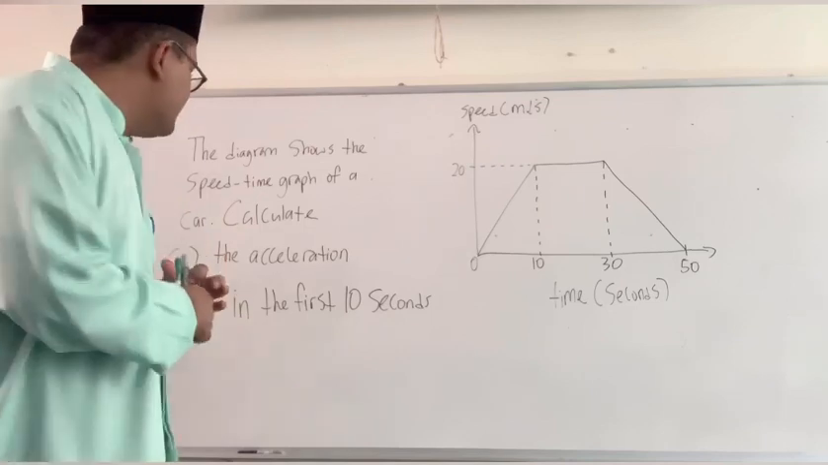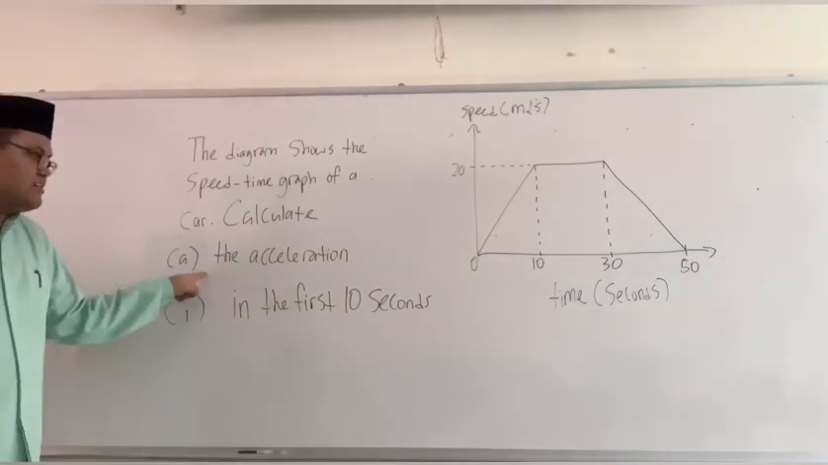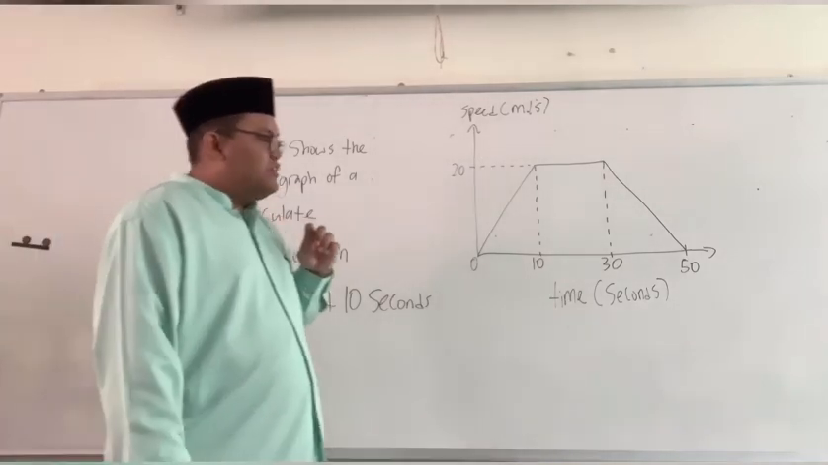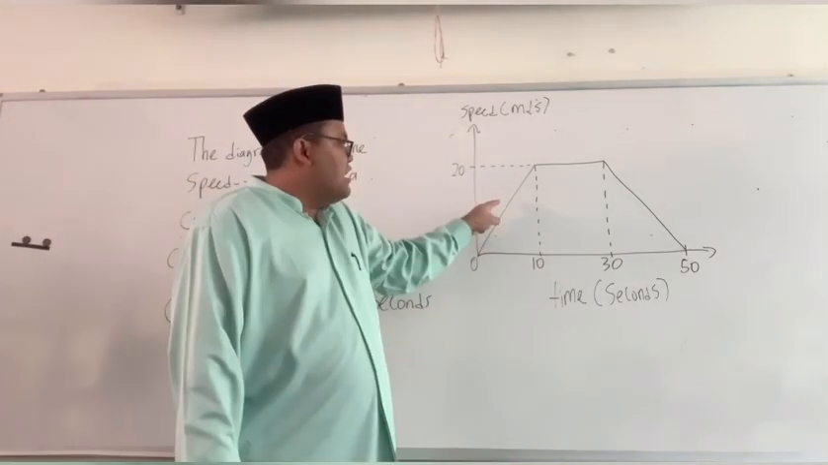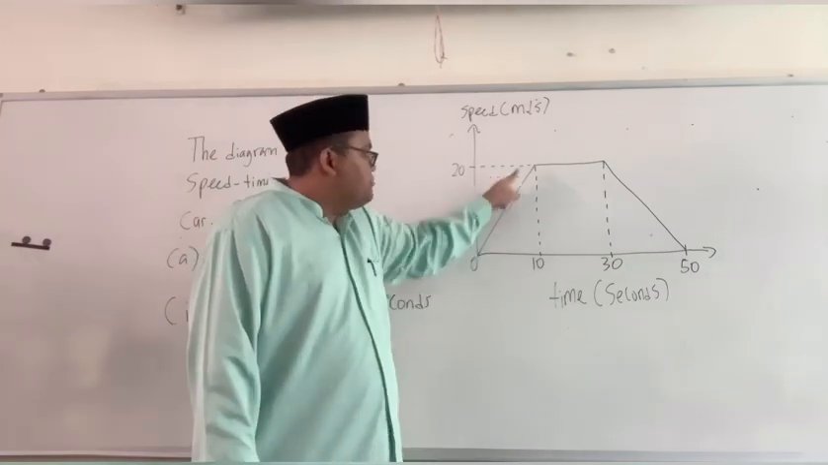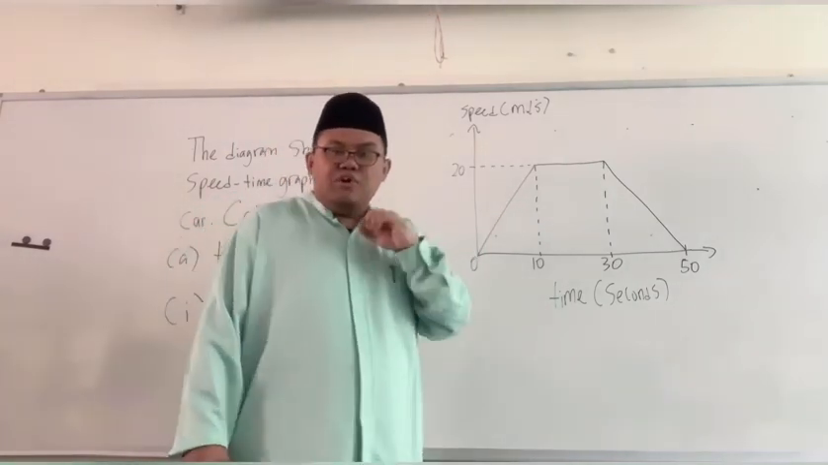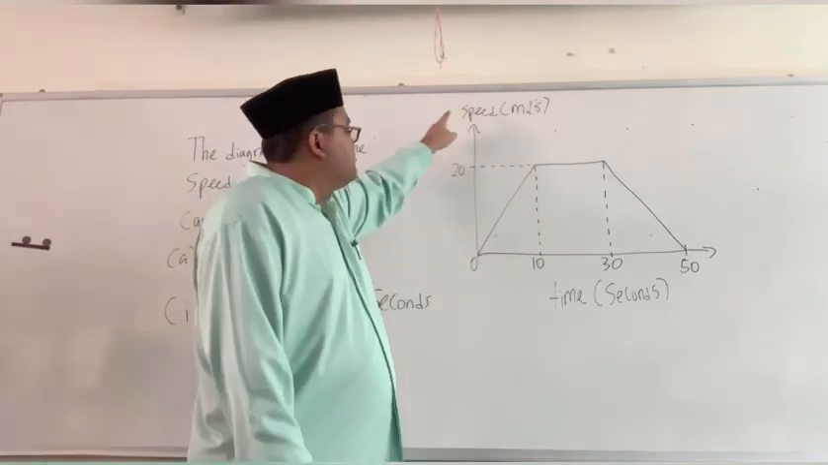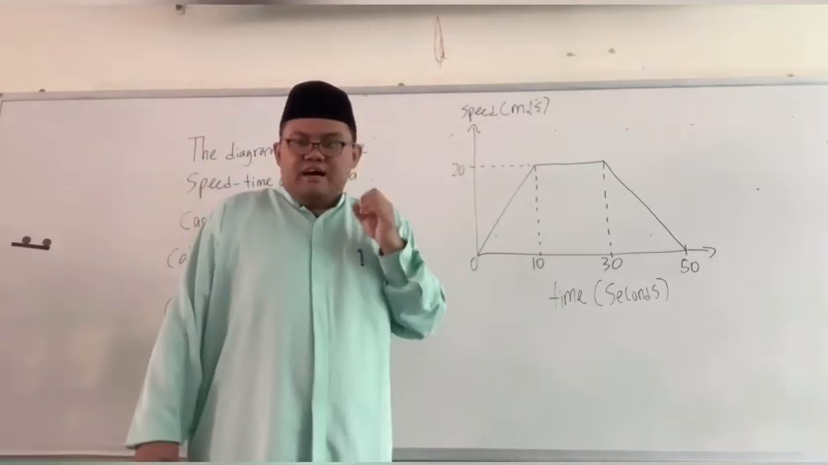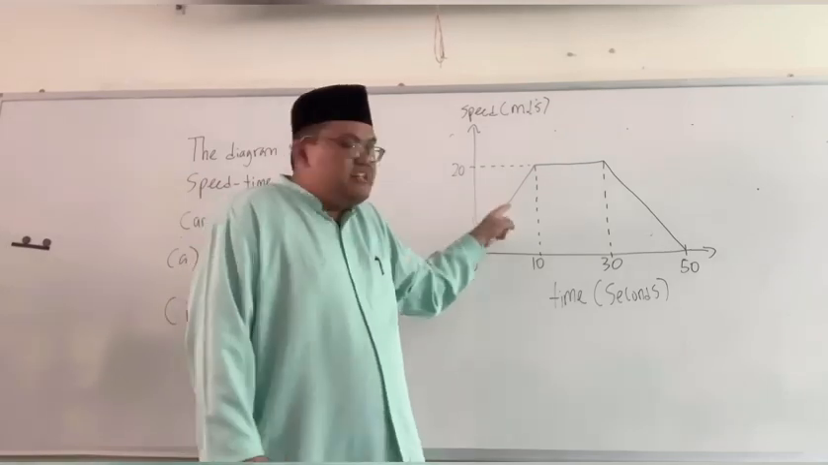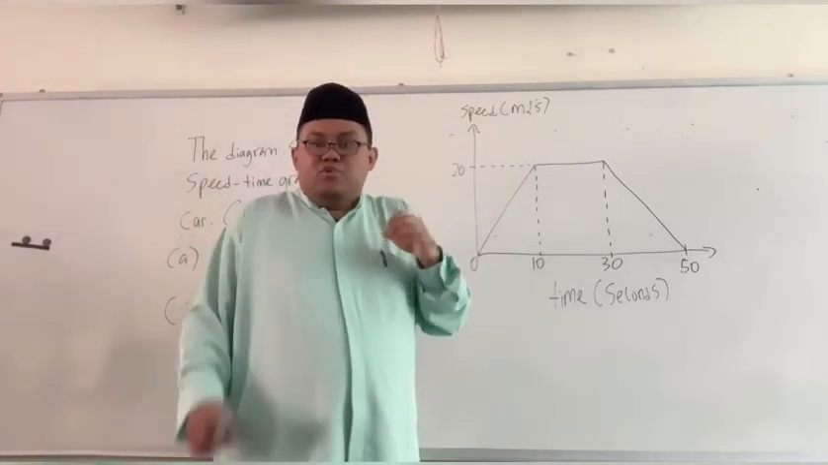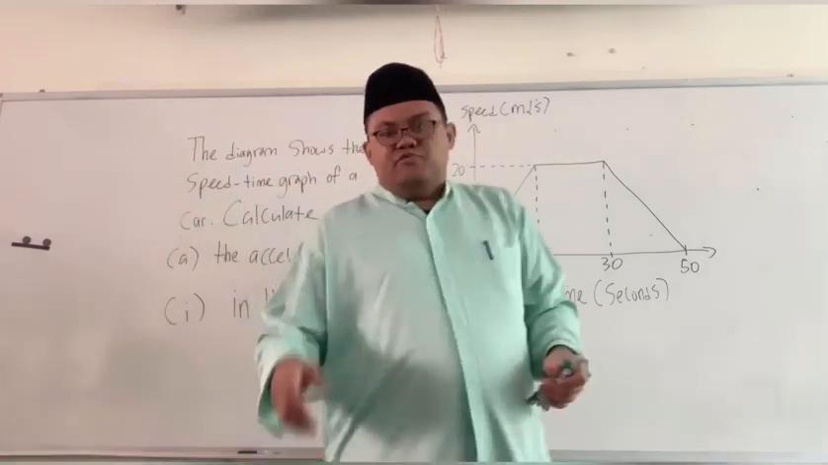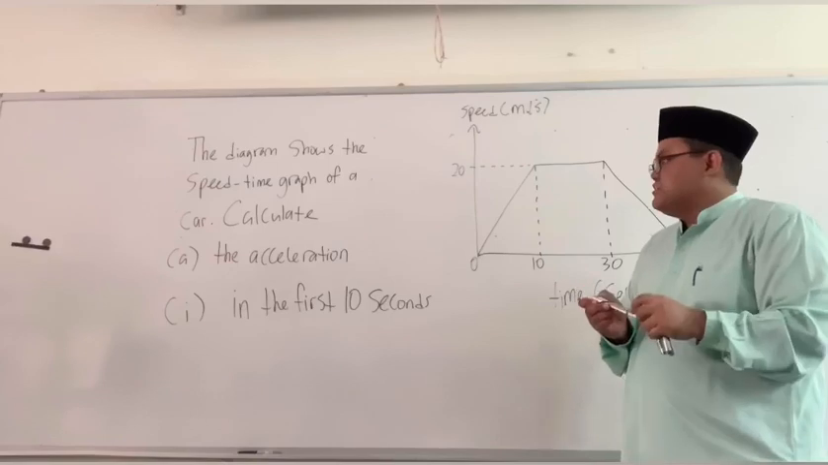So the first question is, calculate the acceleration in the first 10 seconds, which means I want to find the acceleration of the car for this part of the graph. The question asks for acceleration. How do you find acceleration in a speed time graph? Acceleration is the gradient in the speed time graph. So in this case, we want to find the gradient of this line. So recall, how do we calculate gradient?